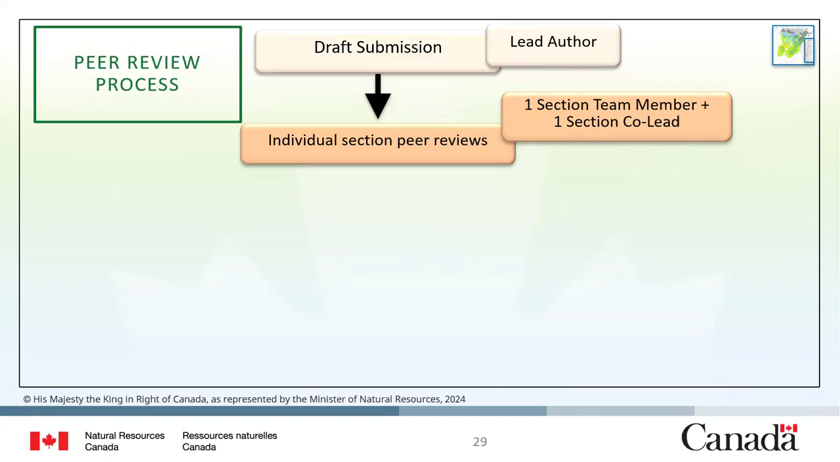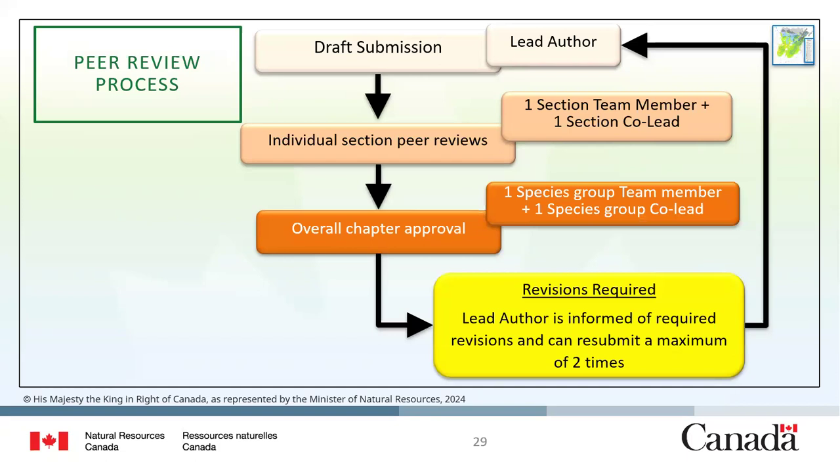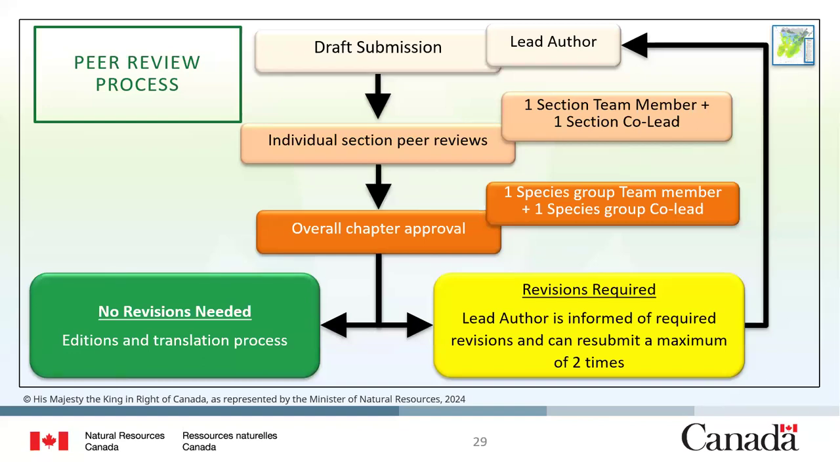Once the content of each section has been reviewed and validated, it will be revised again with respect to the content of all sections by one of the co-leads from the chapter species group and a member of his or her team. If a revision is required, it will be possible to resubmit sections that require change, up to a maximum of 2 times. The process will then continue to edition and translation, which may also require feedback to the authors.